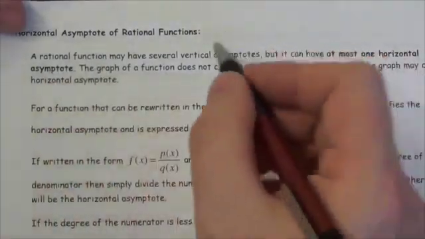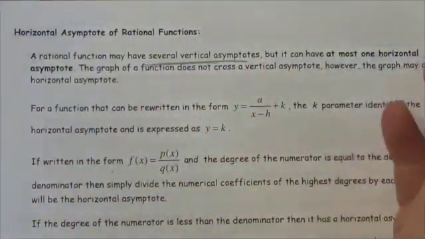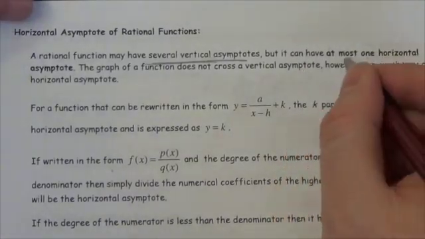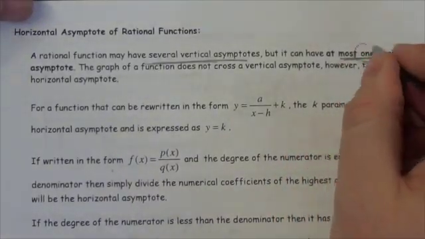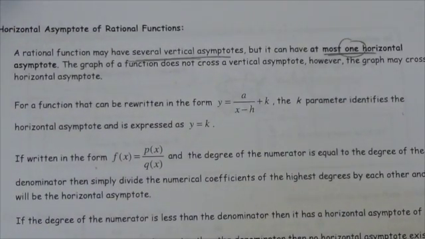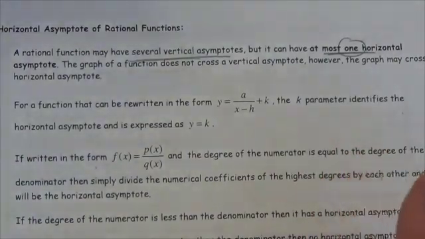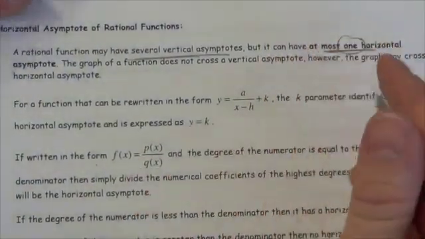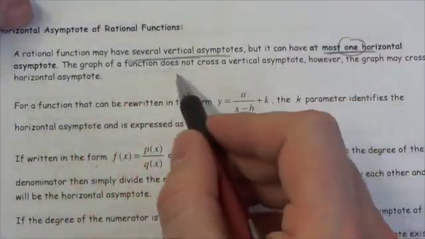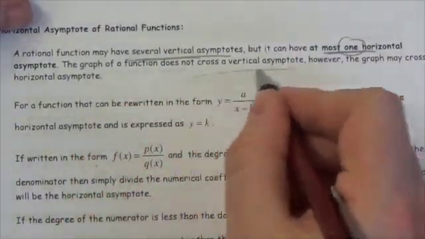Now, a rational function can have several vertical asymptotes, and we've already seen an example of an expression that had 2 of them. But it can have at most 1 horizontal asymptote. You are going to see examples in a later math course where you can have more than 1. But for right now in this course, we're going to restrict ourselves to functions that only have the 1. Now, the graph of a function can't cross a vertical asymptote.